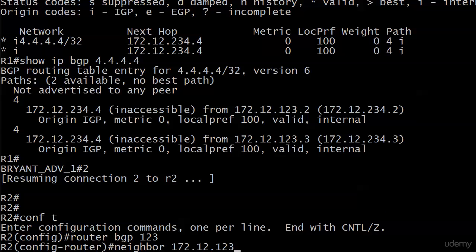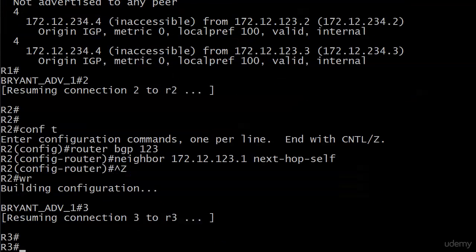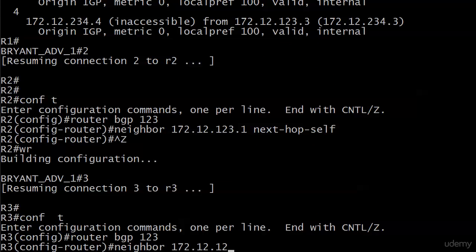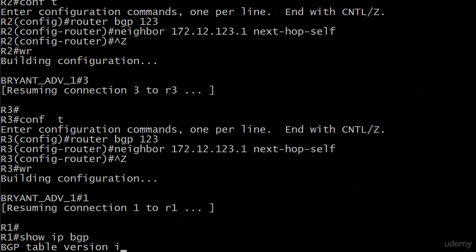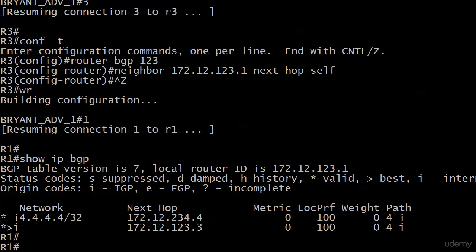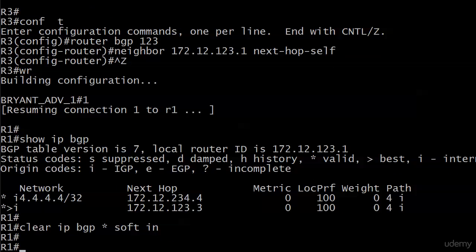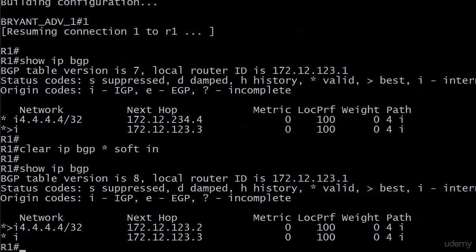So 12.123.1, next hop self. If you really hate to type, you could just copy and paste that. And we see one of them is changed. Let's do a clear BGP soft in. And there we go. So both next hops have changed.